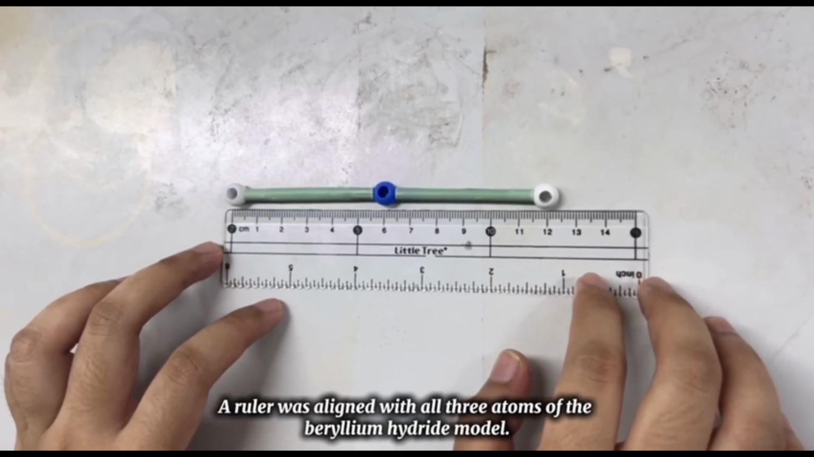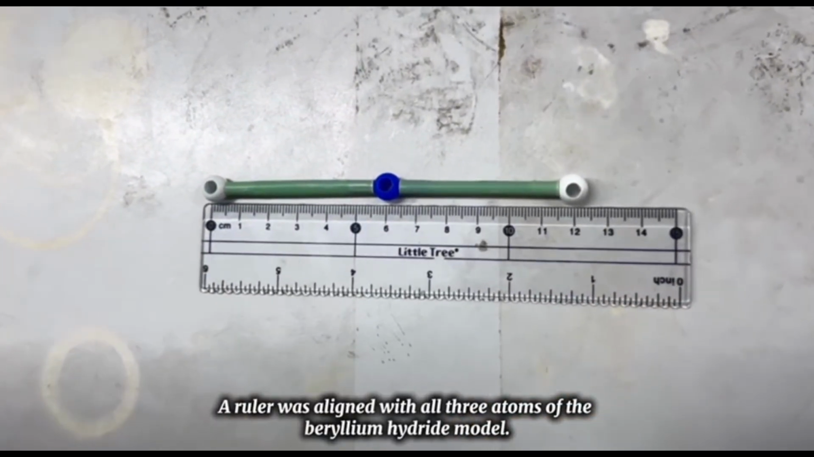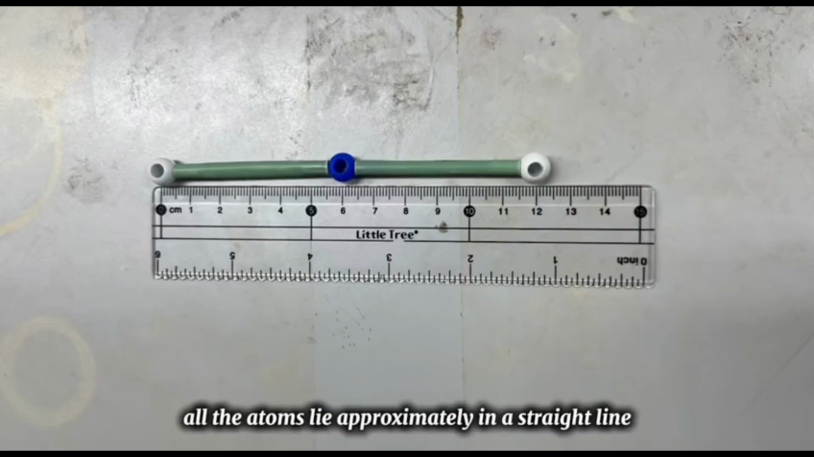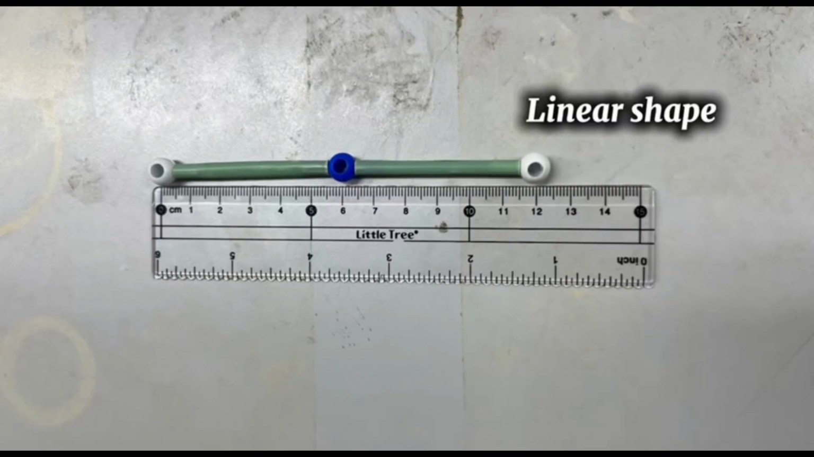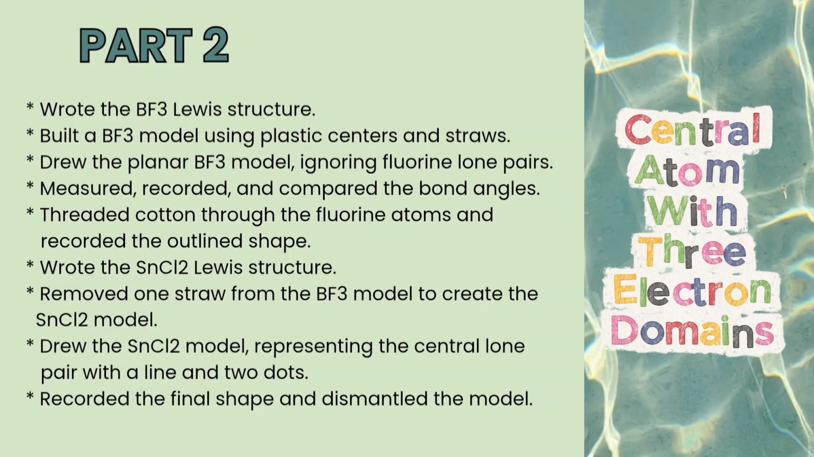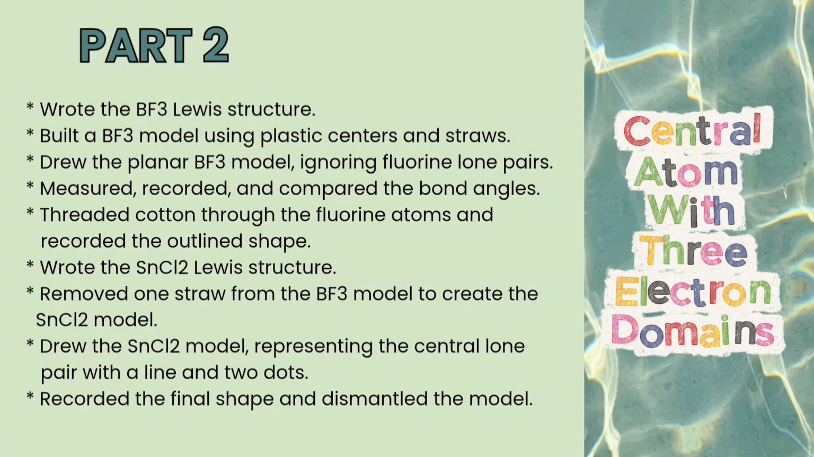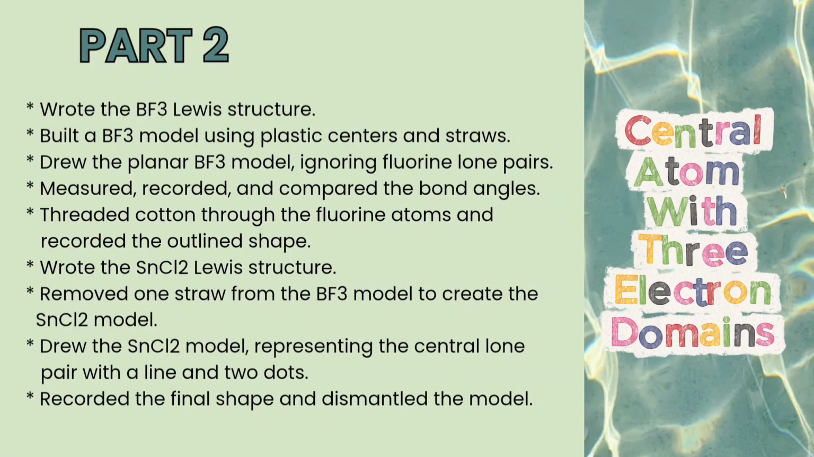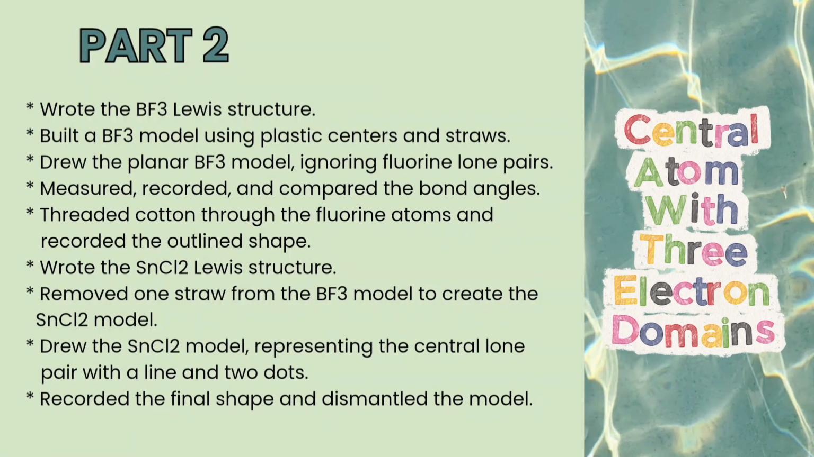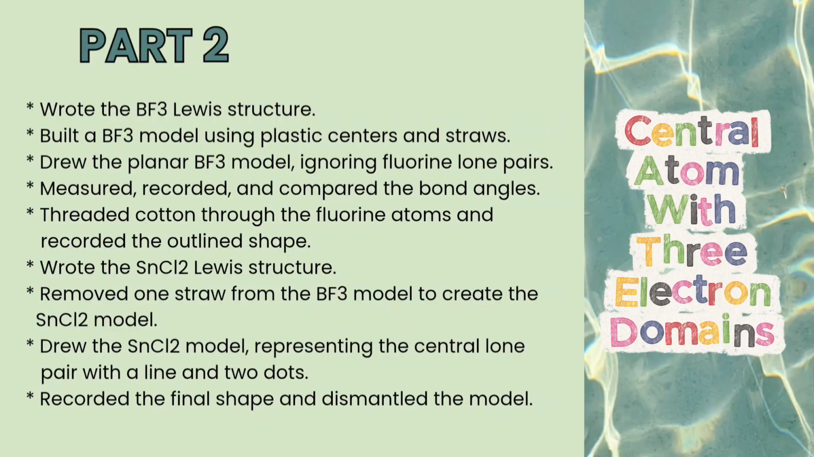A ruler was aligned with all 3 atoms of the beryllium hydride model. All the atoms lie approximately in a straight line and the shape is linear. For part 2 of our experiment, we explored the geometry of molecules that have central atoms with 3 electron domains. We did this by building and analyzing models for boron trifluoride and tin dichloride.